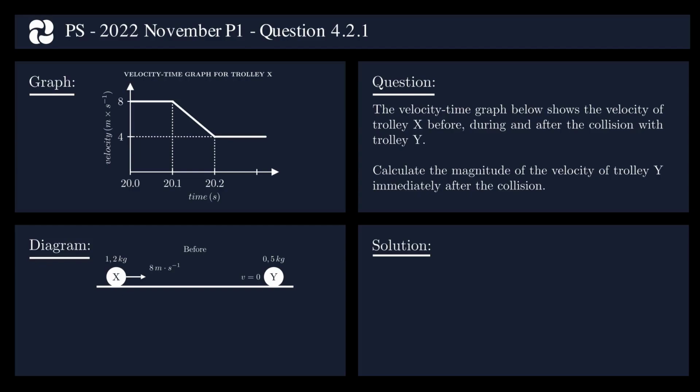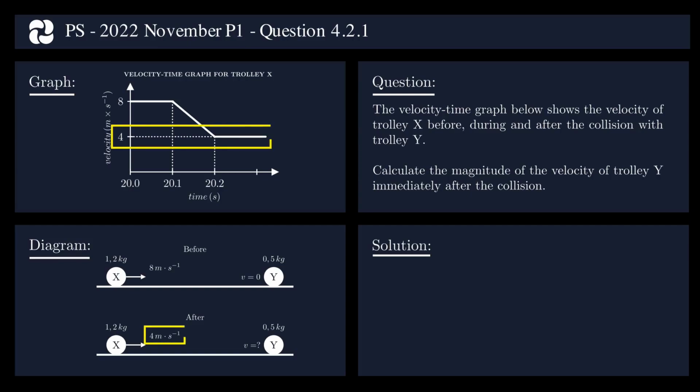The graph on the screen consists of three parts: before, during, and after the collision. The first part shows the velocity of trolley X before the collision, which is 8 meters per second. It has been added on the diagram as well. The second part of the diagram displays two trolleys after the collision. Velocity of trolley X after the collision is 4 meters per second. This value is taken from the last part of the graph, which shows the aftermath of the collision.